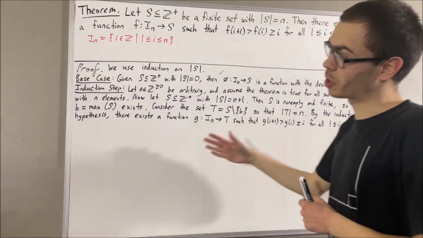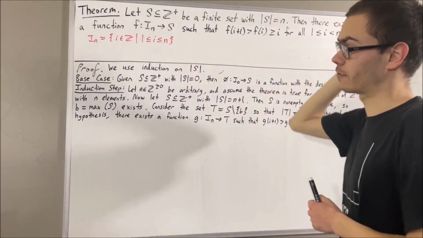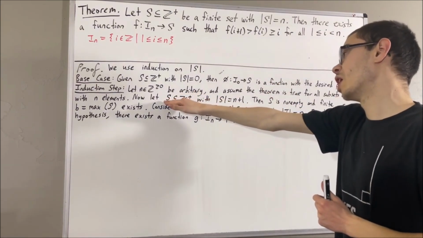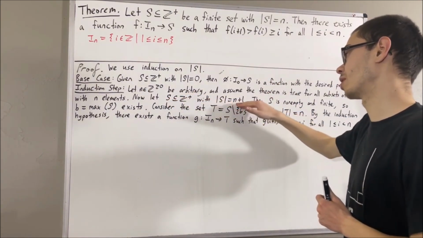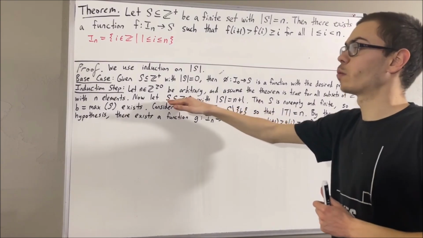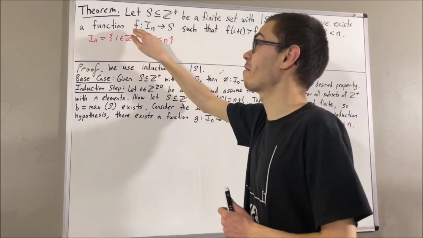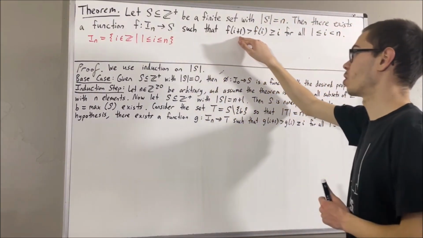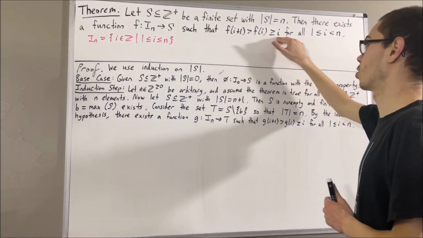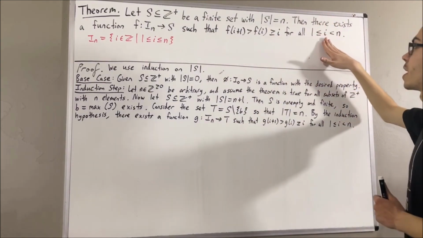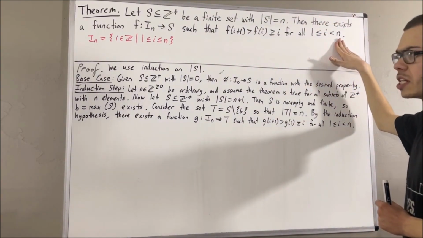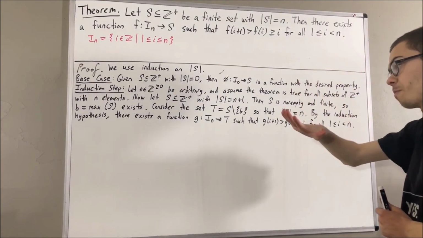Now remember, the whole goal has been to prove the theorem for all subsets of positive integers with n+1 elements. And at this point, we have given ourselves a subset of positive integers with n+1 elements, namely S. And we're trying to find a function f from I_{n+1} to S with the property that f(i+1) is greater than f(i) is greater than or equal to i for all integers i such that 1 is less than or equal to i is less than n+1. And we're going to define that function right now.